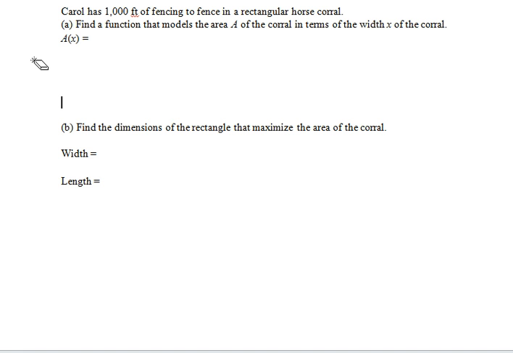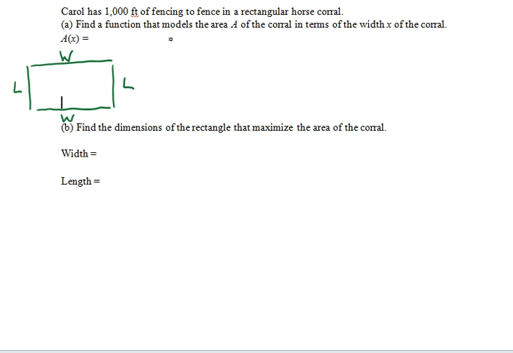So first of all, I'm going to draw a picture of the rectangular horse corral. And two of the sides will correspond to the width and two to the length of the corral.